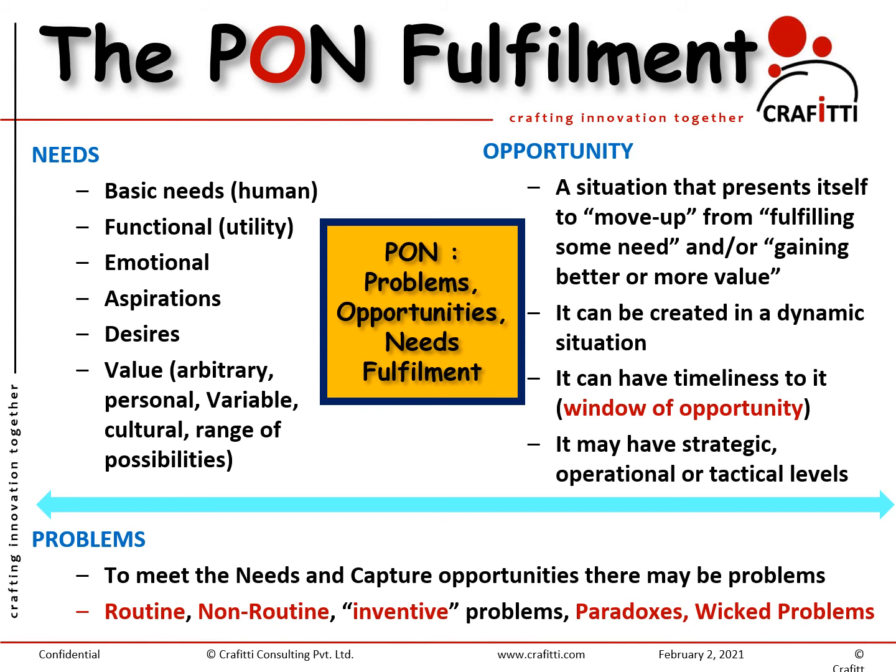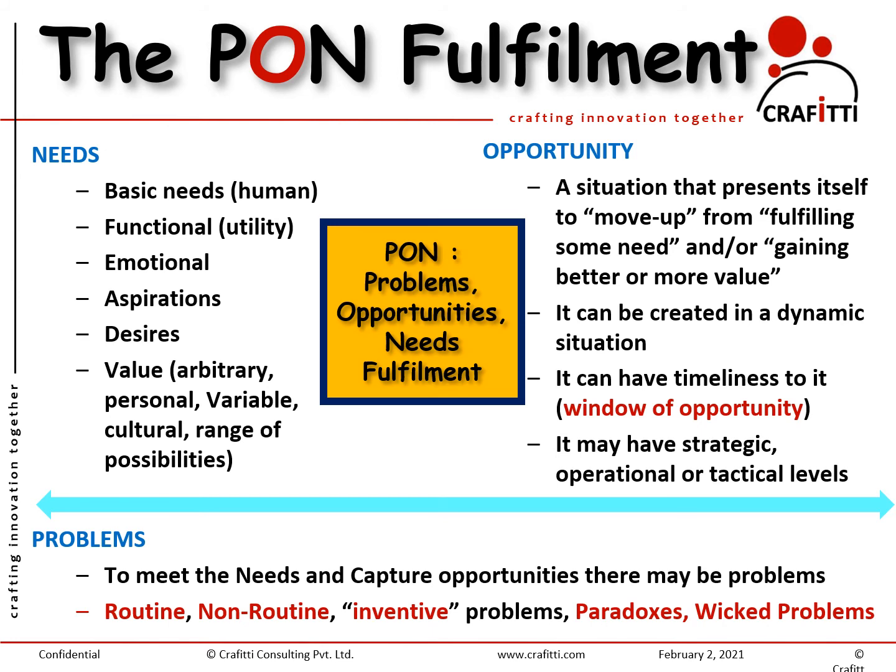So here are the five types of problems that we have looked at: routine problems, non-routine, inventive problems, paradoxes, and wicked problems. In subsequent videos on this channel, we will explore the types of problems also. But for the time being, we have talked about pin change for pawn fulfillment, right? Pin is preferred, imagined, and needed. Pawn is problems, opportunities, and needs. How will you really now solve those problems? Or even before pin pawn, how do we get to these, right?